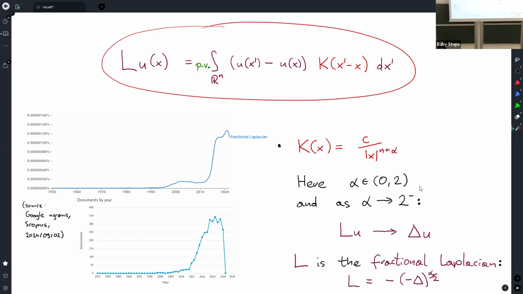And you can see that the interest in the fractional Laplacian skyrocketed in the early 2010s. And there is an ever-increasing number of papers on the fractional Laplacian. For some reason, it became very popular in the PDE literature, but even before, it appeared in other areas of science, but not mathematics.